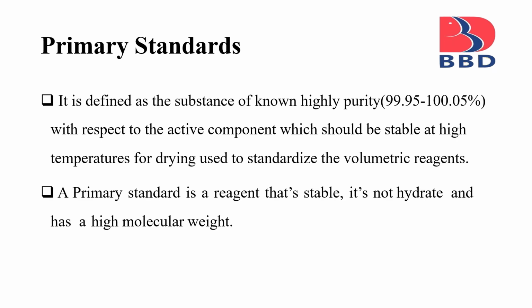Primary standard. It is defined as the substance of known high purity, that is 99.95 to 100.05% with respect to the active component, which should be stable at high temperature for drying, used to standardize the volumetric reagent. A primary standard is a reagent that is stable, it is not hydrate and has a high molecular weight. The substances which are available in pure form with definite chemical composition are called as primary standard.